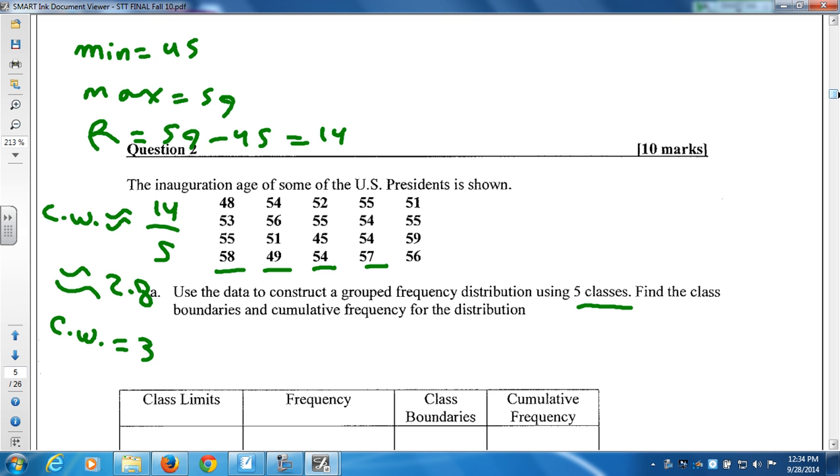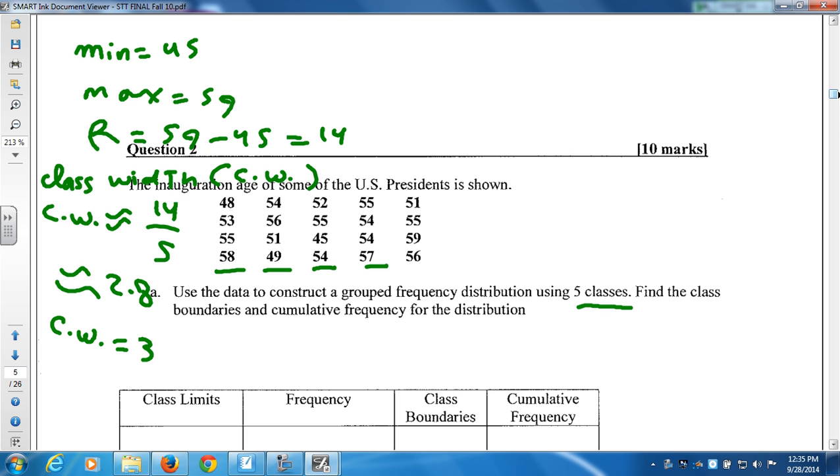If you don't have a clue what's going on, tell me, sir, I don't understand what's happening. This is the class width. I just use the abbreviation CW. Okay now? So I got the class width now. Any other questions you have? I just followed the rule of calculating the class width.